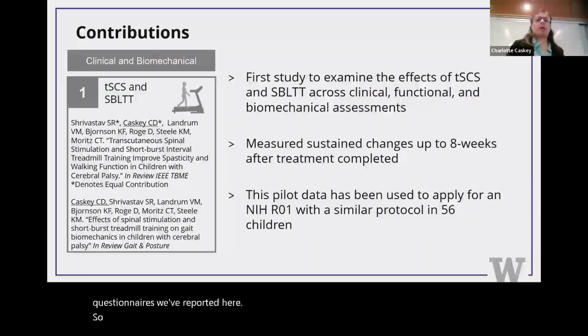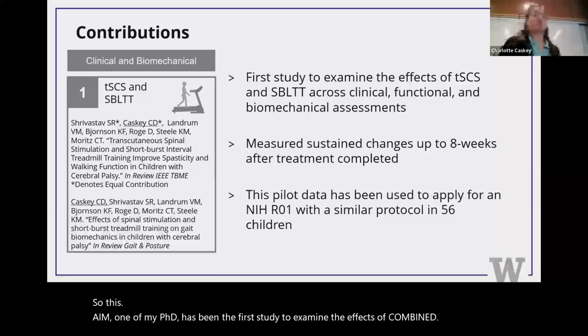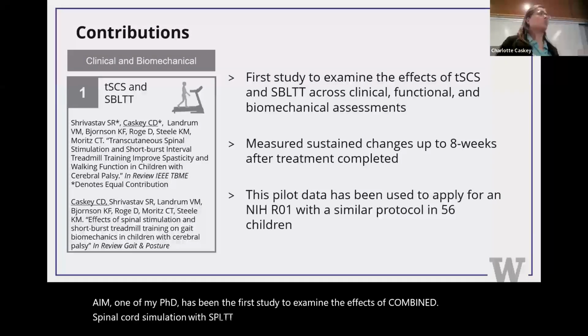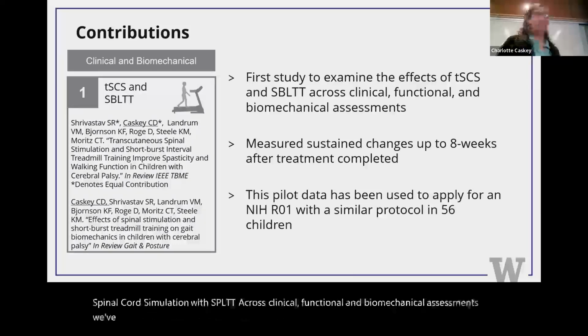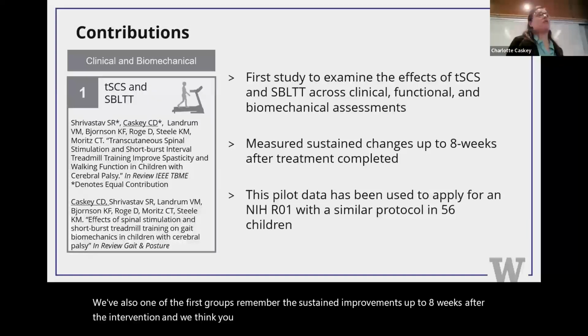So this aim one of my PhD has been the first study to examine the effects of combined spinal cord stimulation with SPLTT across clinical, functional, and biomechanical assessments. We've also, one of the first groups, to measure these sustained improvements up to 8 weeks after the intervention. And we think there's justification to go even further than that because we aren't seeing that decline after 8 weeks.